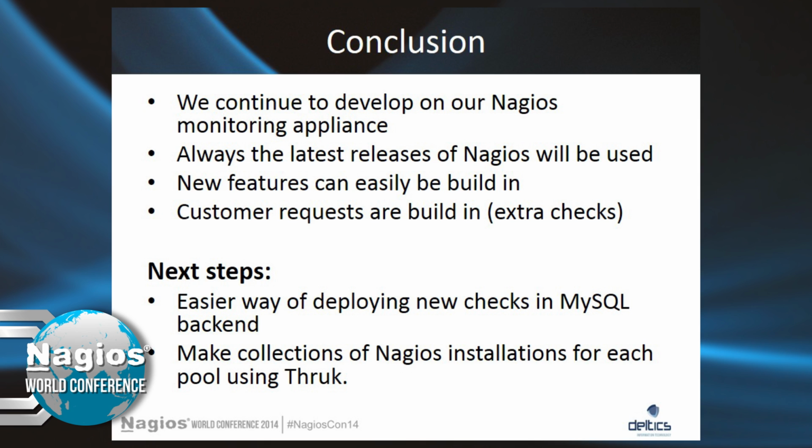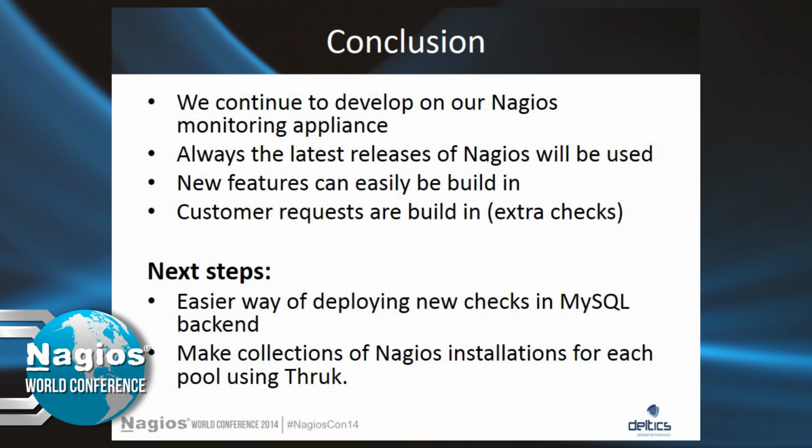New features can be easily built in because we're using RPMs, and RPMs can be used to spread out extra service checks or build in extra software. For example, Nagvis was not part of the deal in the beginning when I started on version 3, but it was a feature request from some of my colleagues. They wanted it, so we put it up there and it is installed now as well. And customer requests can be built in, so extra checks, but also extra features.